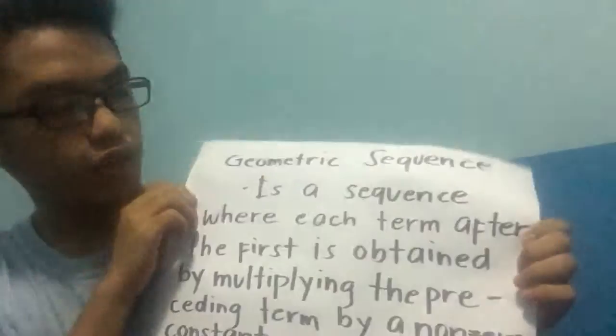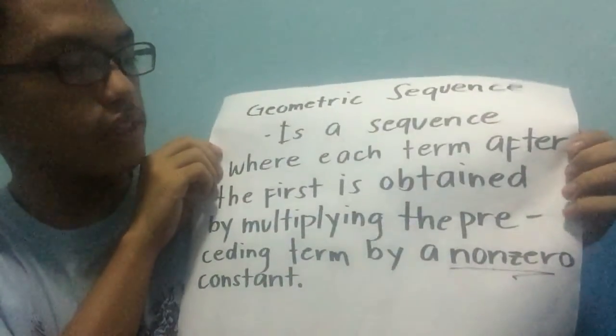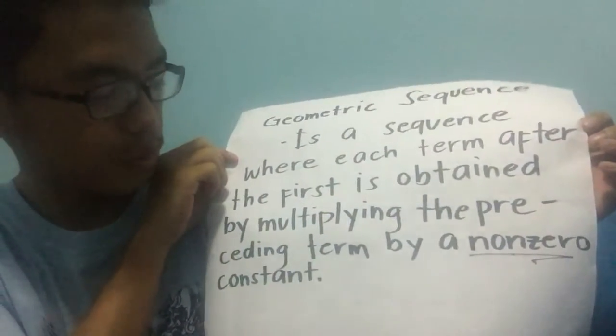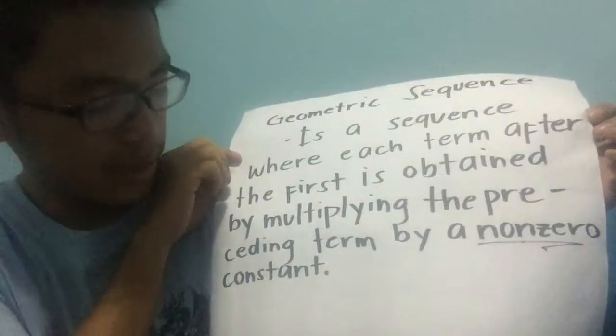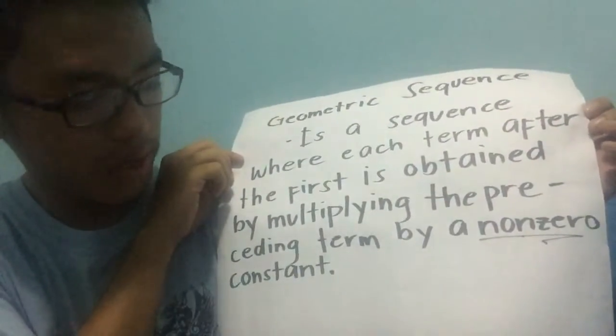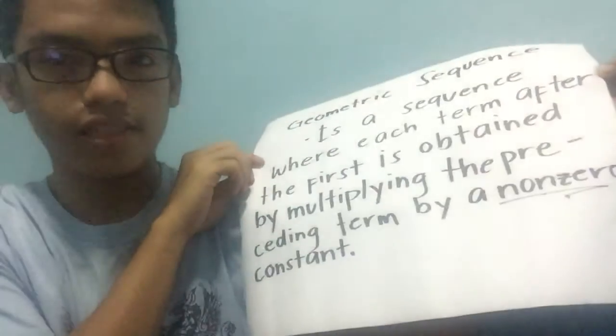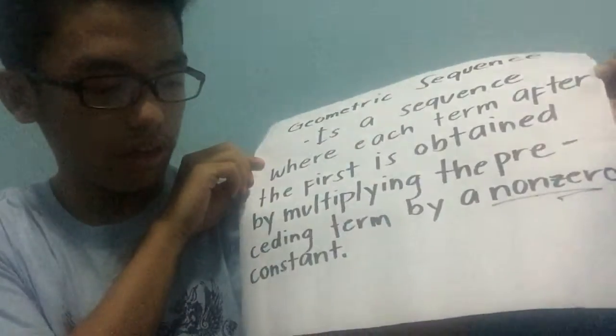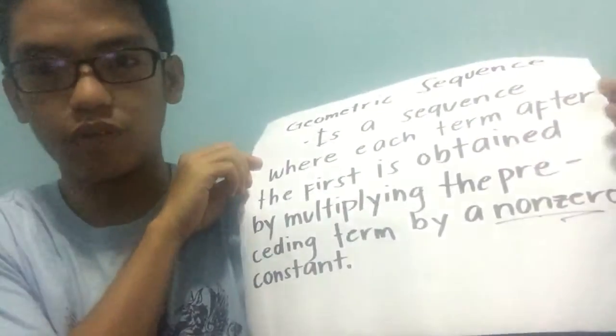So now we are going to discuss geometric sequence. So first, what is a geometric sequence? A geometric sequence is a sequence where each term after the first is obtained by multiplying the preceding term by a non-zero constant. What is this non-zero constant? This non-zero constant is called the common ratio.